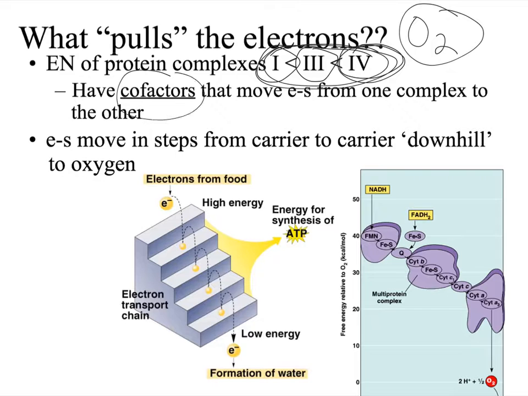So the cofactors that we mentioned, which is the ubiquinone or coenzyme Q, and then the cytochrome C, are shuttling the electrons from one protein complex to the other, okay, and the complexes are the transmembrane proteins. So the electrons are essentially moving from carrier to carrier, kind of downhill, to shuffle the electrons along, and it's all based on electronegativity differences between the complexes and then between complex 4 and the oxygen.